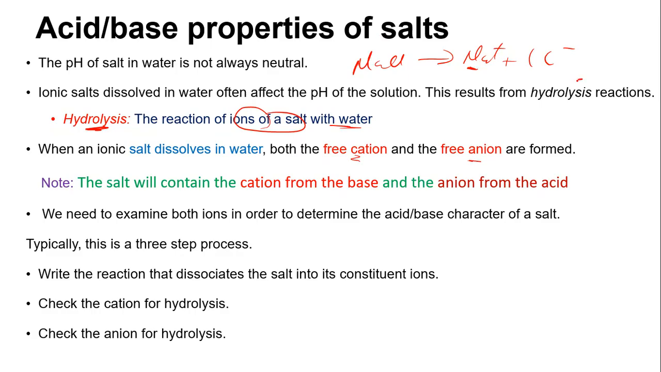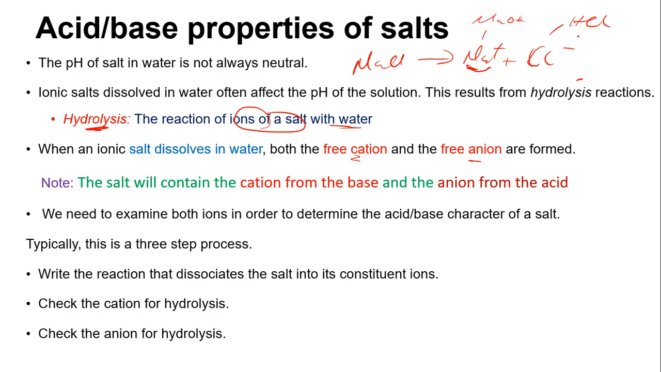Now, the salt will contain both a cation from the base and an anion from the acid. So if you consider it very well, this cation is from the base, NaOH, and the anion, the Cl- here, is from the acid HCl. That is what always happens in a salt. The cation is from the base, the anion is from the acid.